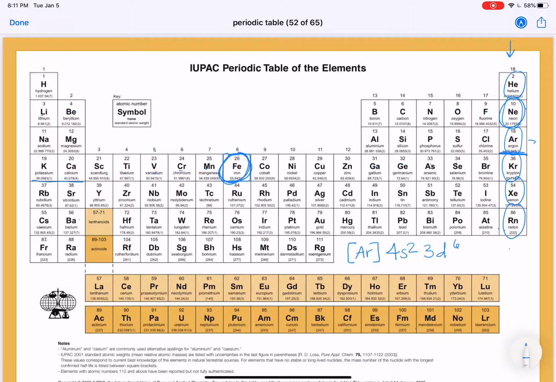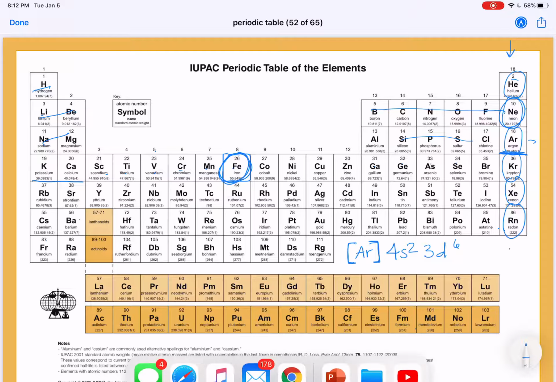Note that I wrote that in a bracket. The noble gas is written in a bracket. It's a much shorter, simpler way to write an electron configuration, because I was able to eliminate writing 1s2, 2s2, 2p6, 3s2, 3p6. I left all of that off, so this made it a lot shorter.